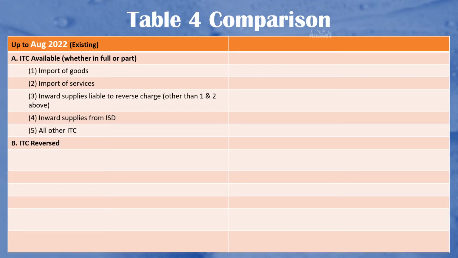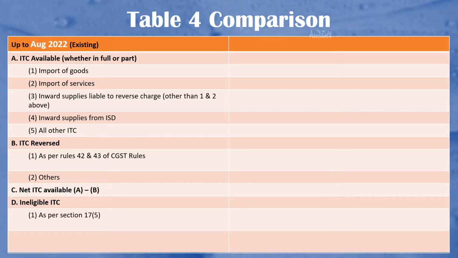Then Part B, ITC reversed. Here we have as per rules 42 and 43 of CGST rules and others. So the difference between these two would be net ITC available in Part C. Then Part D is called ineligible ITC. This has first as per section 17 subsection 5 and others. So this is the format of the existing Table 4.